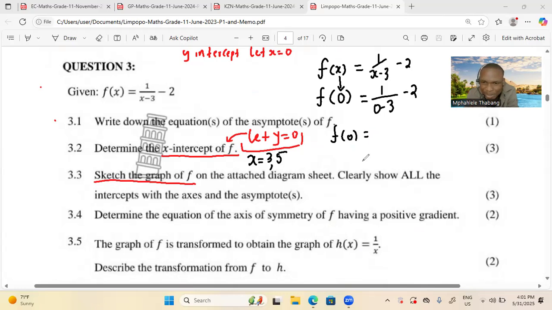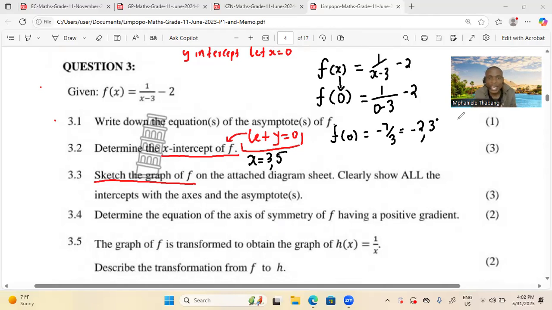I think my answer is going to be negative 7 over 3. I'm hoping I am correct here because minus 3 minus 2... 6 plus 1, it's 7 divided by minus 3. Yes, it's minus 7 over 3. Let's think about it in decimal form. What is minus 7 over 3? It's minus 2 comma 3 recurring. Yes, it's minus 2 comma 3. So this is the y-intercept.